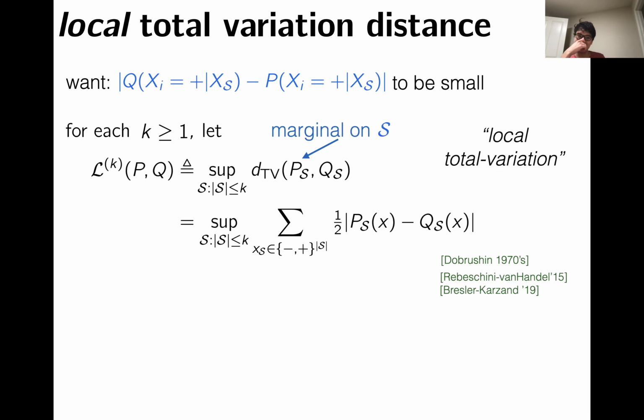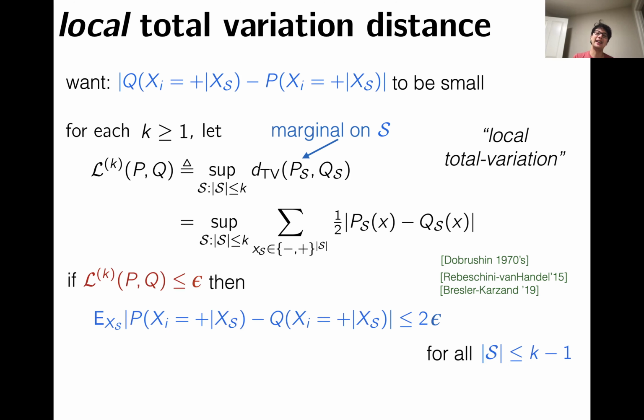And the way you can define this formally in a nice, elegant way is you can look over all sets of variables of size at most k, and you can just look at the total variation distance of those subsets of variables, of that set of variables S, between the truth and the model you're fitting. Okay, and we'll call this a local total variation. And this was studied in several works.